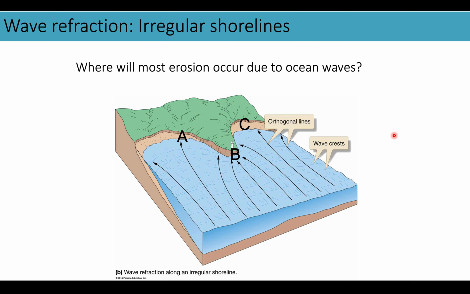We also can have very irregular shorelines, so not a straight shoreline. If you had to guess, based on this figure and the arrows showing wave refraction, where do you think the most erosion would occur due to these ocean waves?